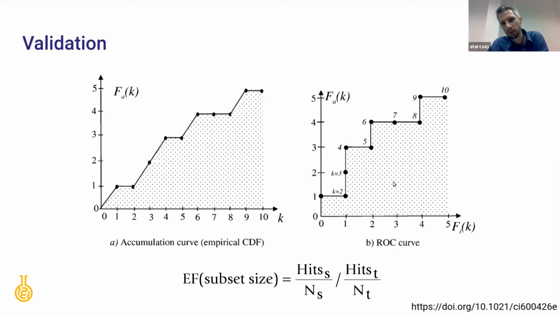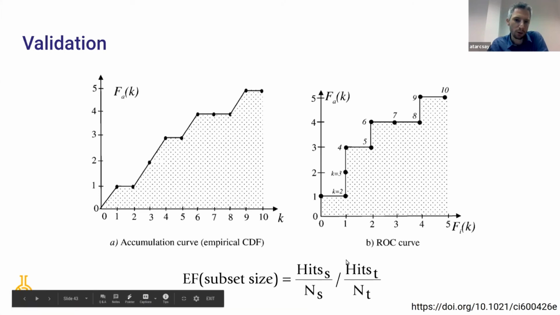The other method, what I would prefer, is the ROC, the receiver operating characteristic curve, when if you find an active, you step up. If you find an inactive, step to the right. So if you find all the actives, if you outrank the actives over the inactives, then the area under the ROC curve will be 1.